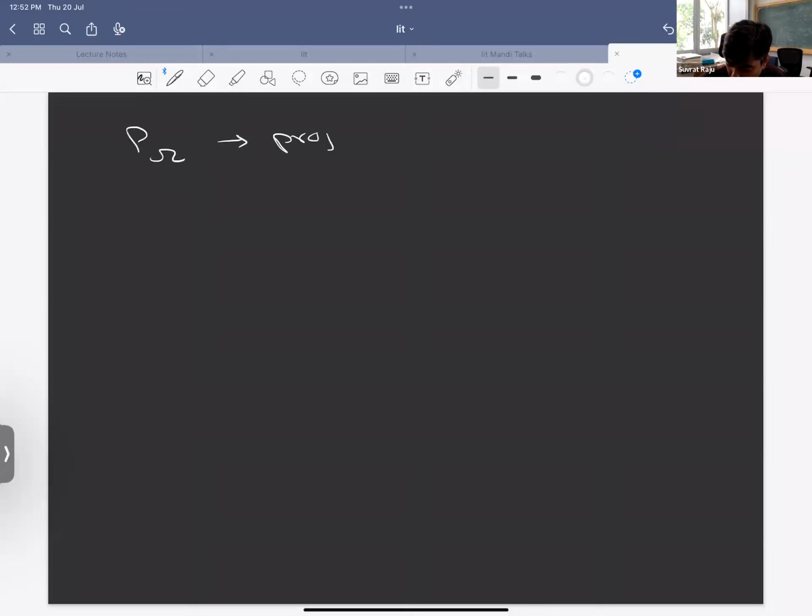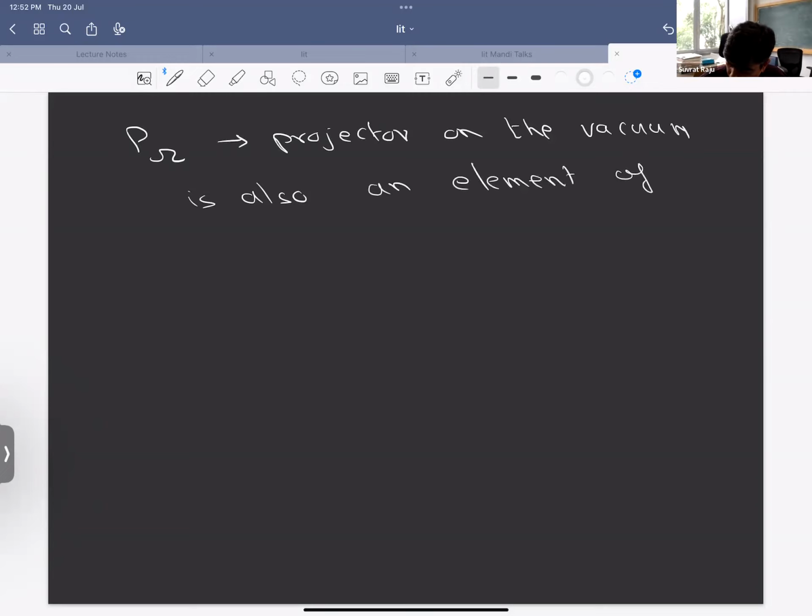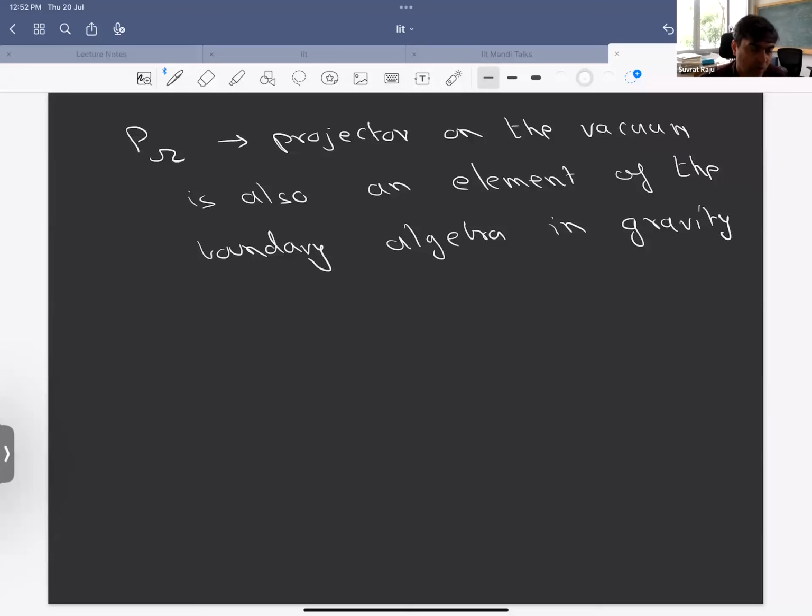which is the projector on the vacuum, is also an element of the boundary algebra in gravity. And this is simply because the Hamiltonian is an element of the boundary algebra. So in fact, one of the bounded functions you can construct from the Hamiltonian is the projector on the vacuum. But this is a very basic thing. It's very physical because it's just telling you, if you measure the energy, what's the probability you will get 0.